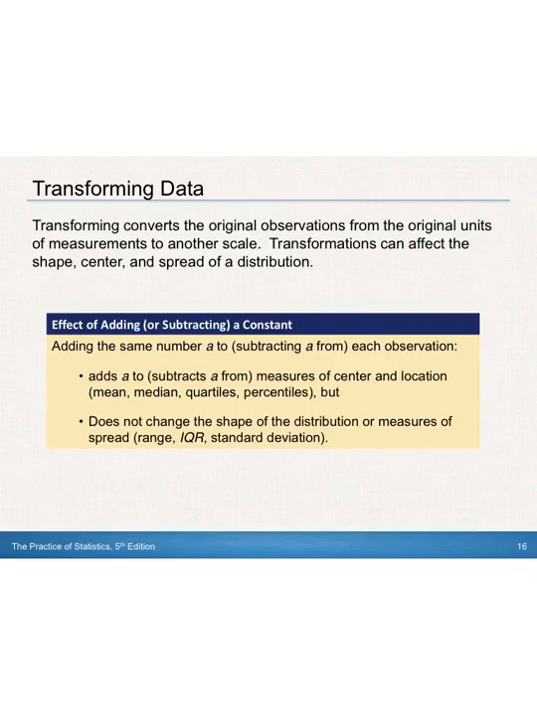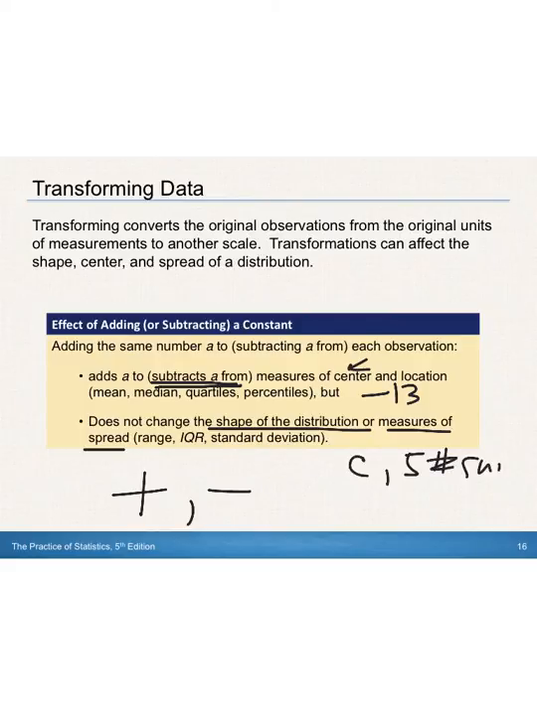We will summarize this in class again also when we look at our own data, but adding the same number or subtracting the same number from an observation, whatever number is subtracted, that's going to drop everything. It's going to drop the mean, it's going to drop the median, it's going to drop the quartiles, it's going to drop the percentiles, that number. So in this particular case, everything dropped by 13. The shape of the distribution doesn't change, and the measures of spread don't change. So adding or subtracting changes the centers and all of your 5-number summary, but your spread doesn't change and your shape.